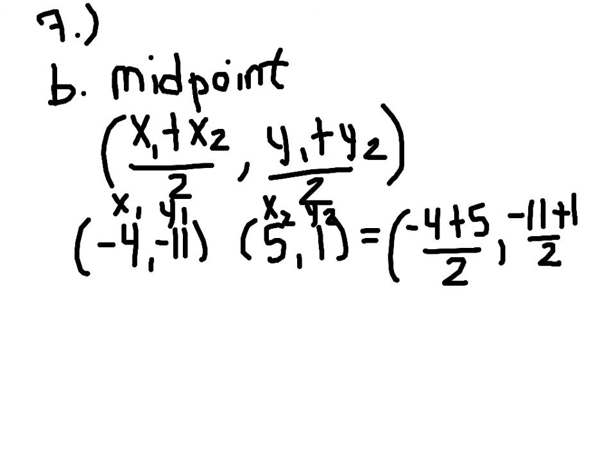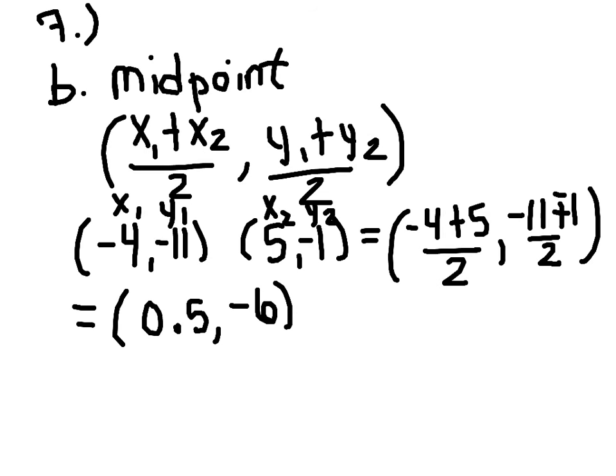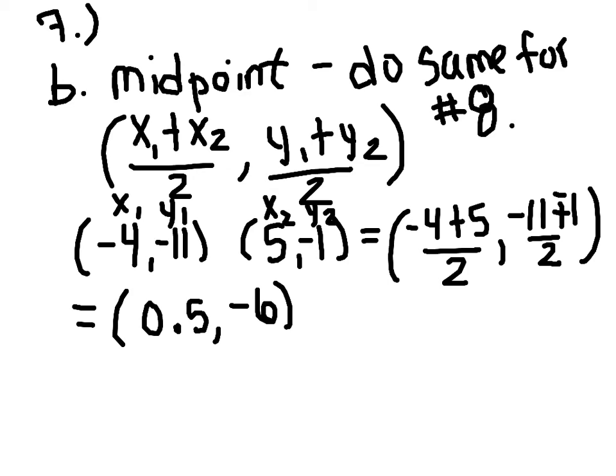Looks like it's a -1. Yes. So let's make sure we have that. And the midpoint would then be 0.5 or a half and -6. Okay? That's all it is. This is the same way you're going to do 8. So I'm going to make a note of that. Do same for number 8. I'm not going to go through that because, again, sometimes I give you stuff that is just extra practice so that you'll go home and actually do that.